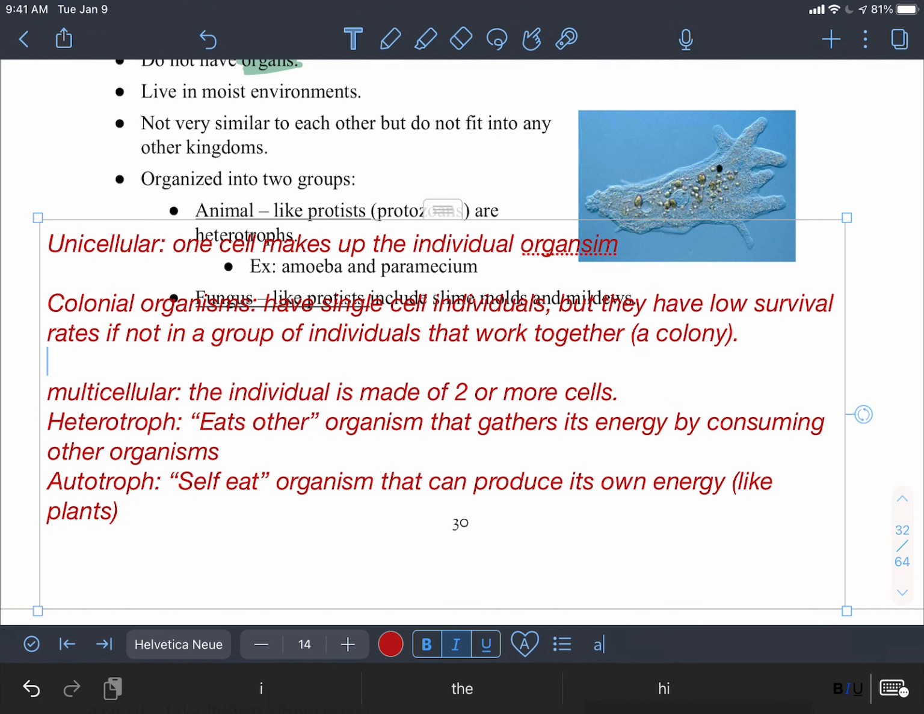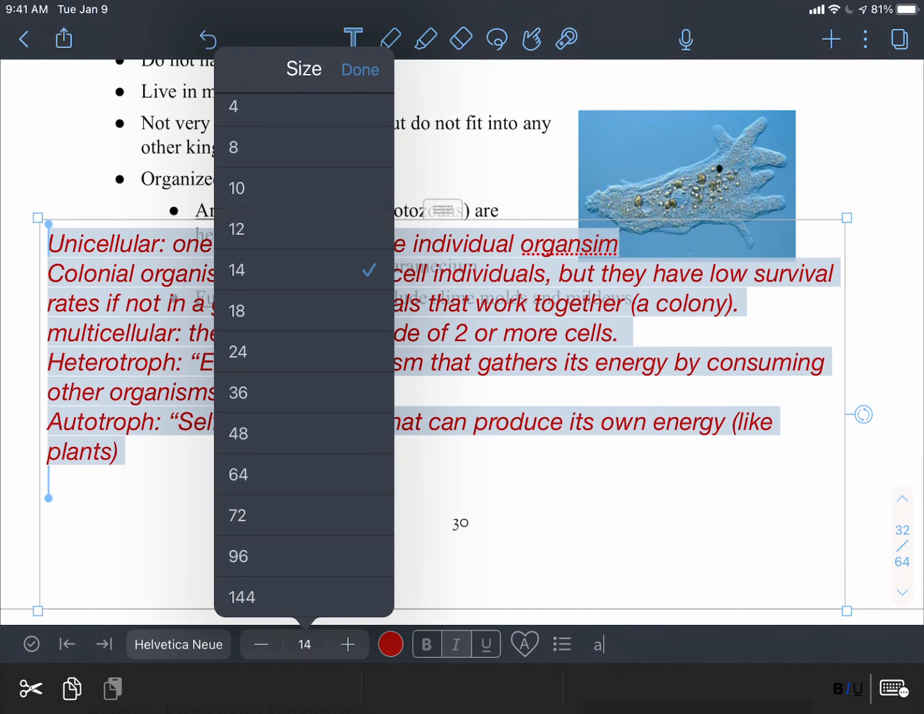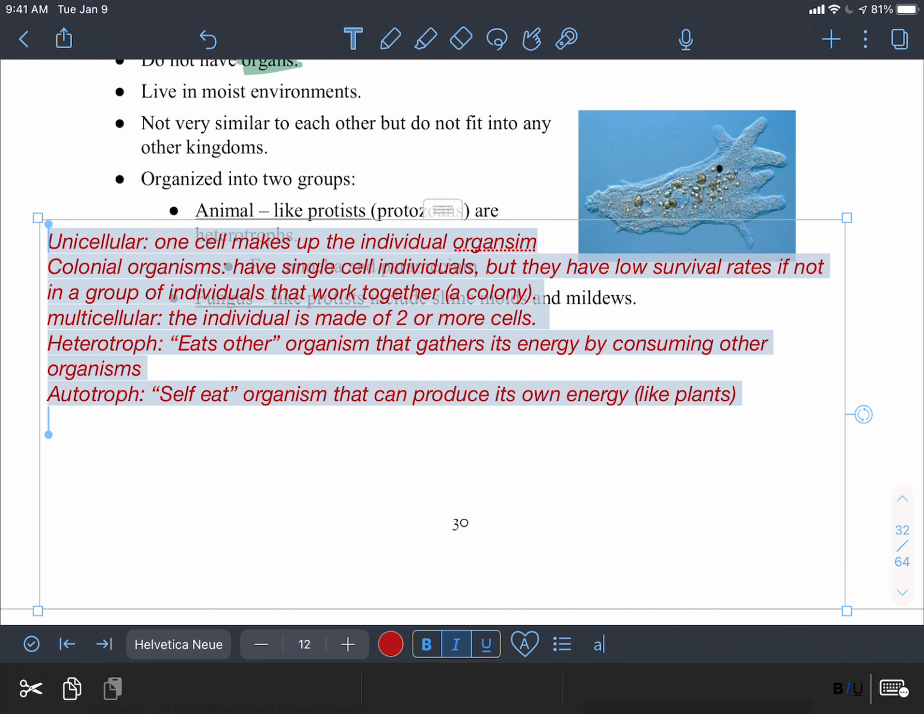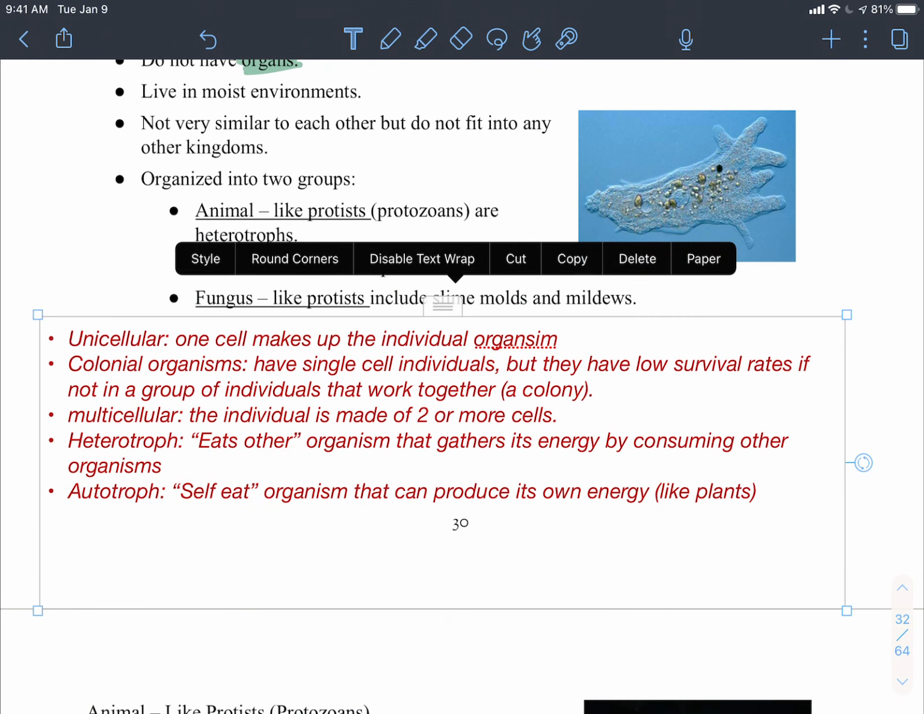So I'm going to have to clean this up a little bit. Maybe I'm going to shrink it and maybe put this in a bulleted list. Give it a little bit of differentiation.